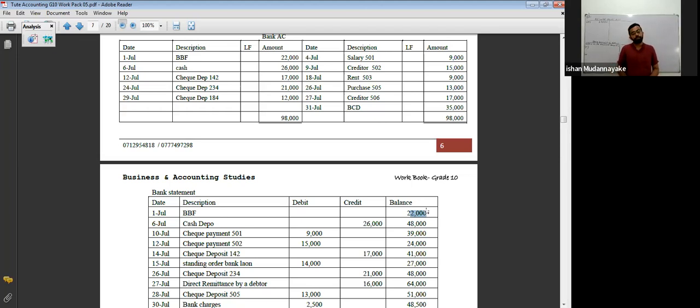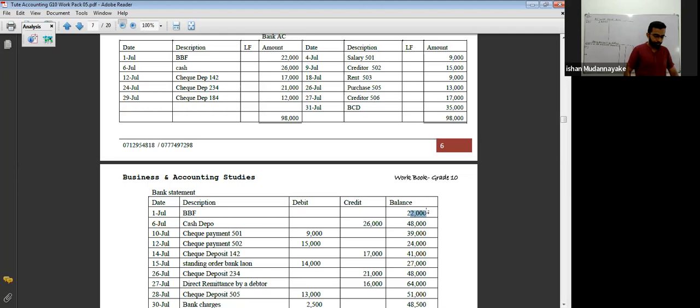Now, if the opening balance is not equal, we will discuss that in advance. In O level, in all the questions, the opening balance is equal. Opening bank balance is equal to opening bank statement balance in O level.